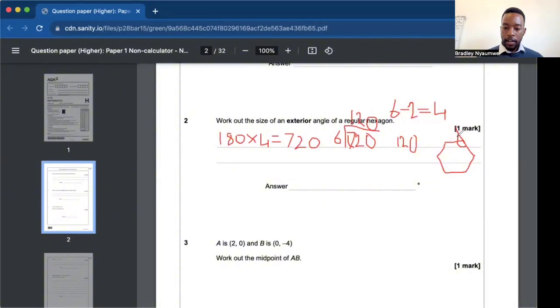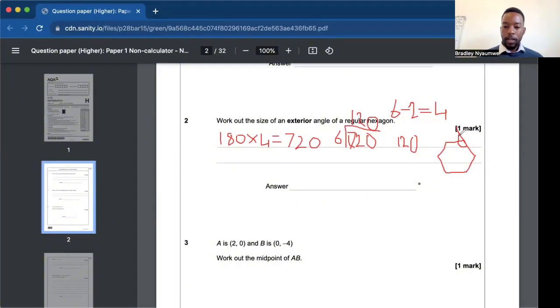So this is the interior angle. Sorry, this is the exterior angle. So the interior angle, exterior angle. Now we're looking for this angle. What do we need to do? Well, how many degrees are on a straight line? 180. So we take away 120 from 180 to get this.